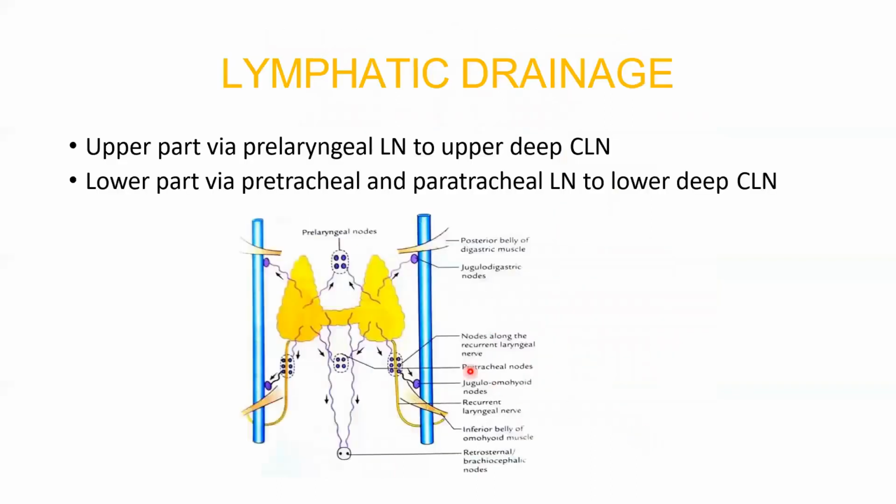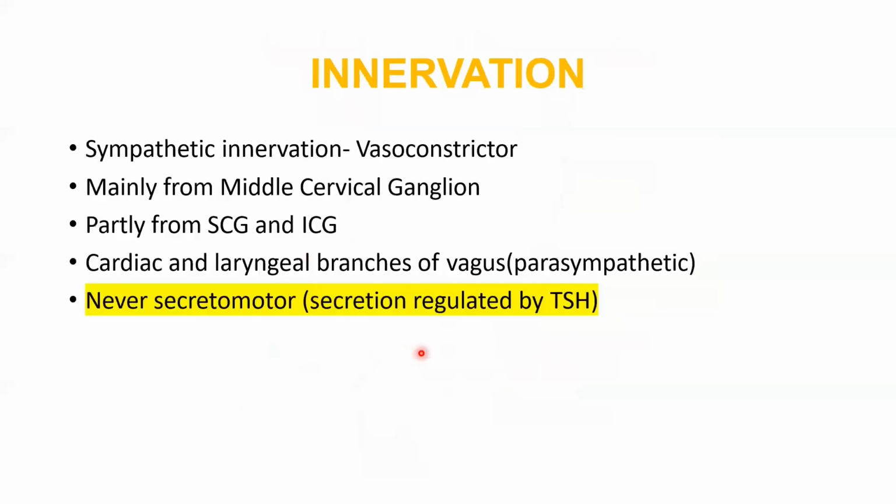Now the lymphatic drainage of the gland is by the prelaryngeal, pretracheal, and paratracheal groups of lymph nodes. All of them will drain into the deep cervical group of lymph nodes. The gland is supplied by the autonomic nerves. Sympathetic nerves will reach by the middle cervical ganglia, and they are mostly vasoconstrictor, while the parasympathetic nerves will reach by the cardiac and laryngeal branches of the vagus nerve. But always remember, the secretions of the gland are never controlled by the autonomic nerves. The secretions are always controlled by the thyroid stimulating hormone from the anterior pituitary.